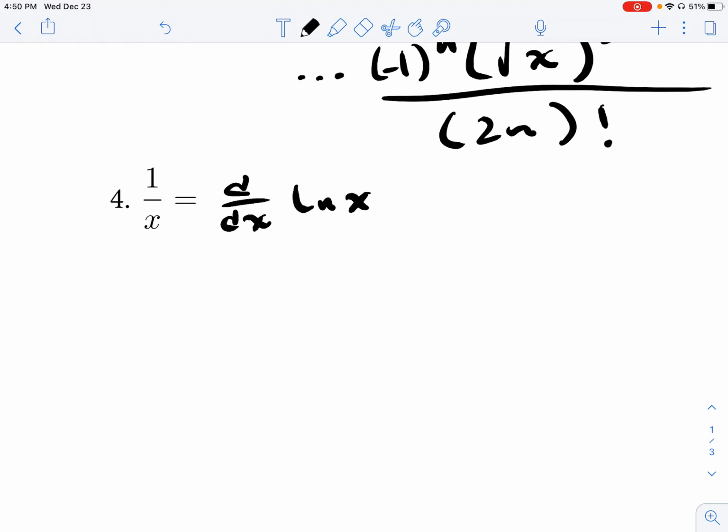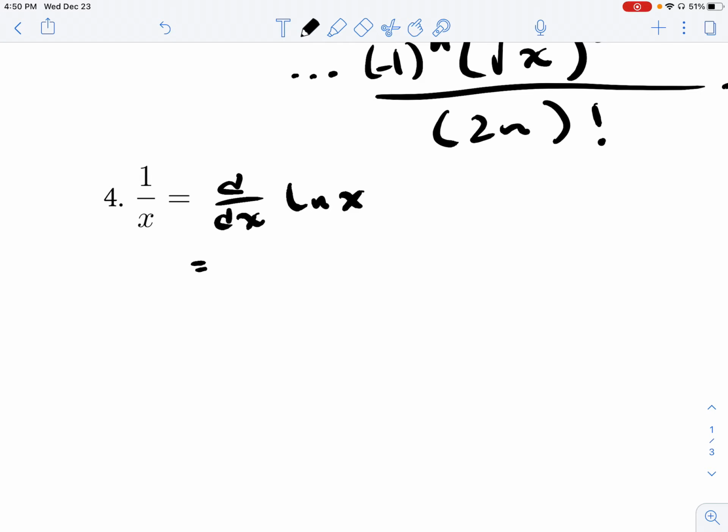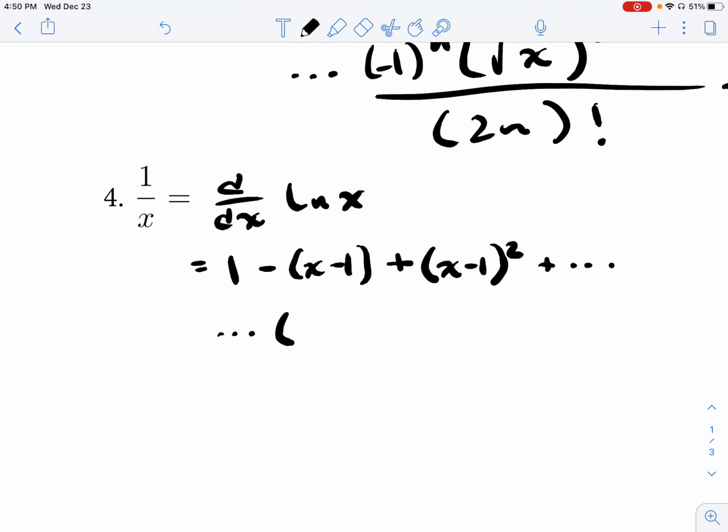So if 1 over x is the derivative of natural log of x, then we're just going to differentiate the series for the natural log of x, which would just be 1. So the derivative of x minus 1 is 1. The derivative of x minus 1 squared over 2 is just x minus 1. And if we keep going, we would get x minus 1 squared, and you get the idea. We've got then our general term, which is going to be negative 1 to the n minus 1 times x minus 1 to the n minus 1 power.